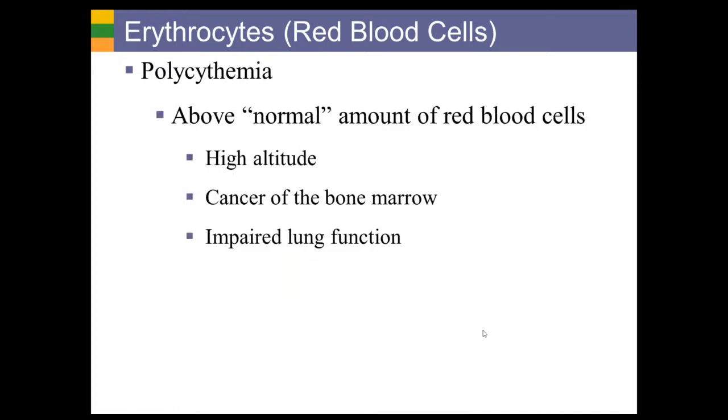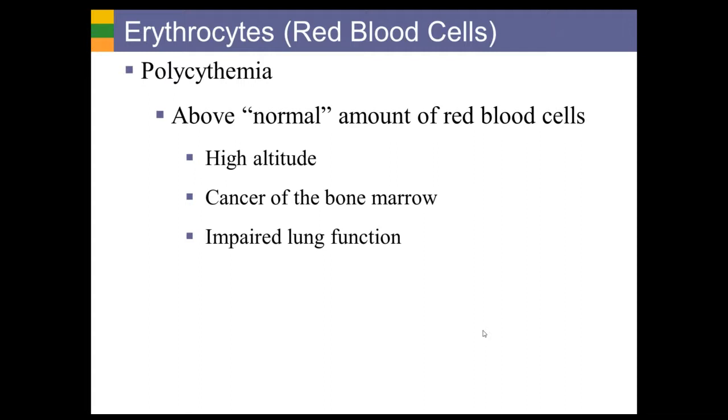Polycythemia is when you have an above normal level of red blood cells. What could cause that? If you had cancer of the bone marrow, where for whatever reason your bone marrow is putting out an abnormally high number of red blood cells, that could cause it. If you live at a high altitude, what would an increase in the altitude at which you live have on red blood cell production?